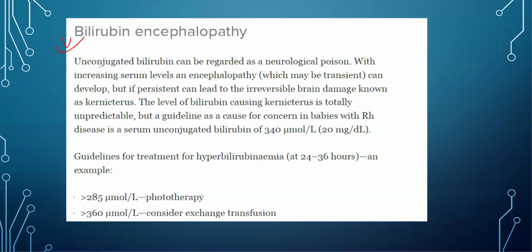Which one is more problematic, unconjugated or conjugated? For a child, unconjugated bilirubin can be a neurological poison because it can go through the blood-brain barrier. So unconjugated bilirubin can go into the brain, and it can cause the irreversible brain damage known as kernicterus. So that's why unconjugated bilirubin can be very serious for a child.